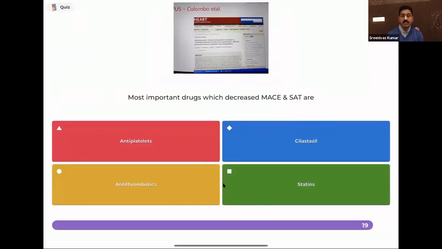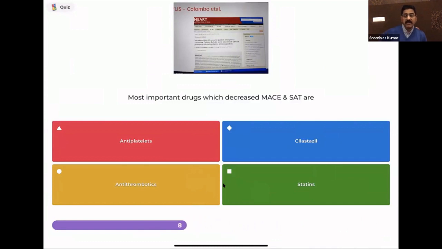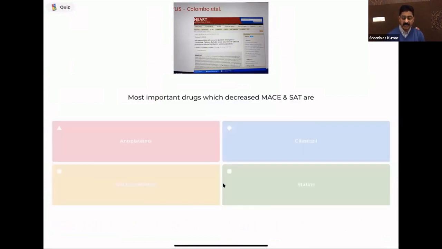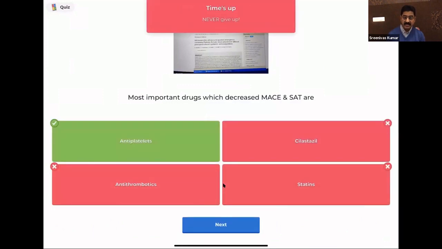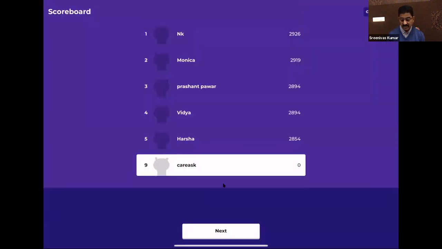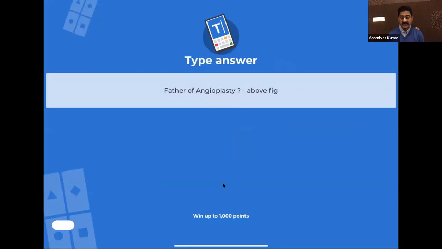Which most important drugs decrease MACE and stent thrombosis? The types of drugs: antithrombotics, antiplatelets, cilostazol, or statins. Obviously, as I mentioned here in the above article of Antonio Colombo, ticlopidine was the drug used before, and then later we have a lot of modifications. Antiplatelet drugs are the ones which have decreased stent thrombosis rates, and probably changed the way we treat these patients.